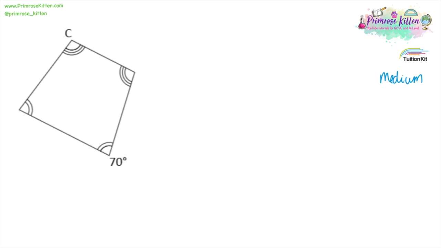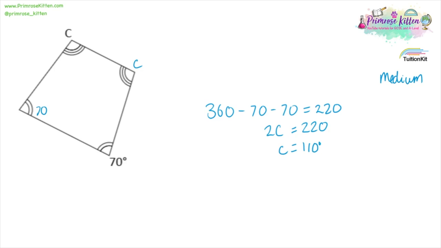With this one, we've got some more lines. So this angle is the same as this angle. So we know that that one there is 70. And that this angle is the same as this angle, so we know that one there is also C. 360 minus 70 minus 70 equals 220. 2C equals 220, so C equals 110 degrees.